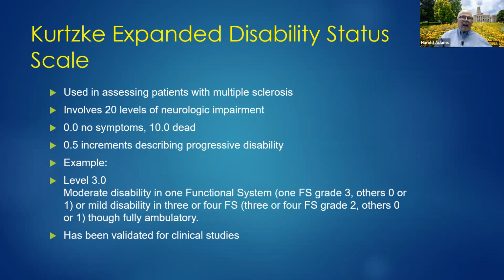I hope my colleagues in MS will look at the Kurtzke scale and see if there are additional ways that could improve the use of this scale. I'm not an expert in MS, far from it, but to me, coming up with a scale that has fewer levels to rate would be very helpful. For example, going from 20 levels to 10 might improve the utility of this scale. Next slide.